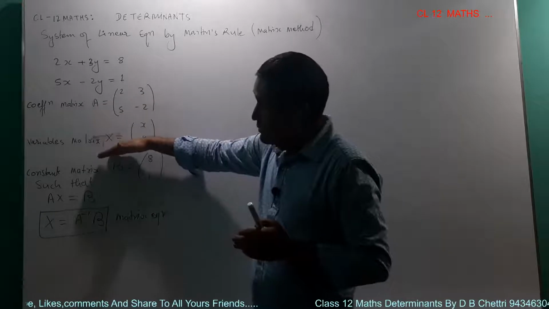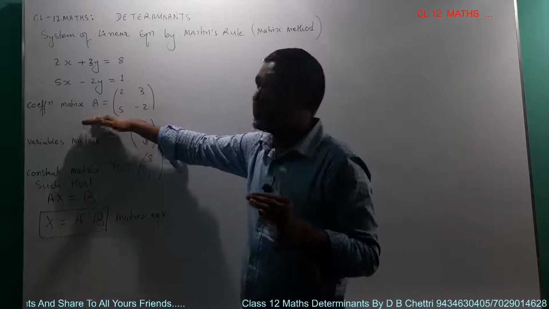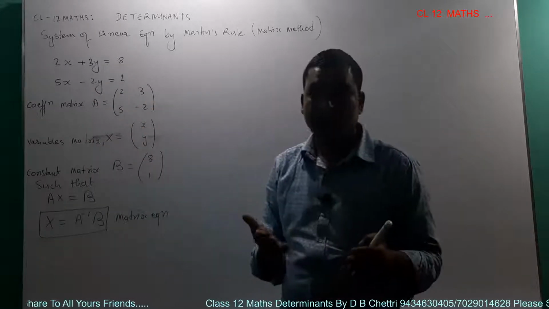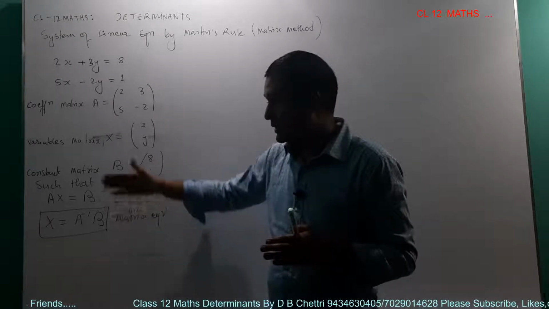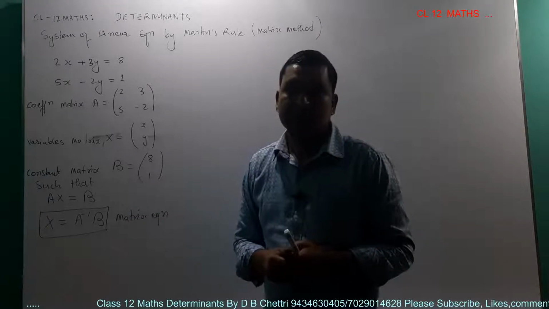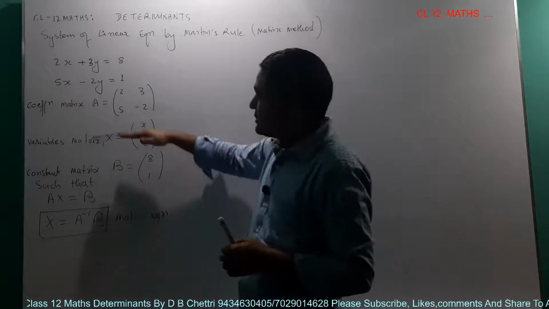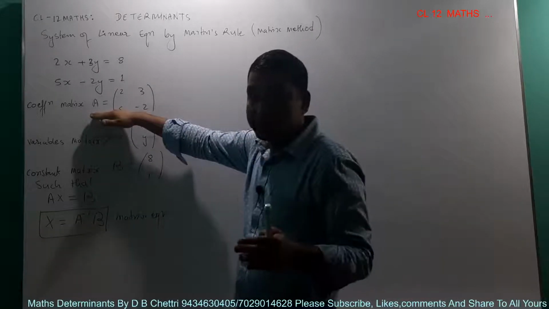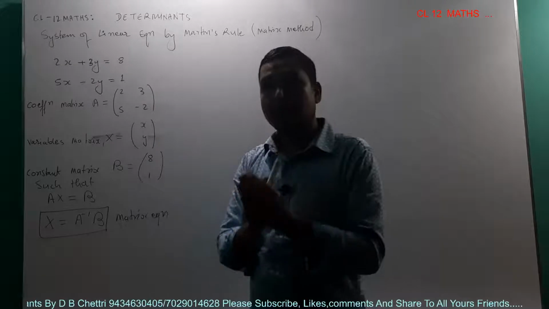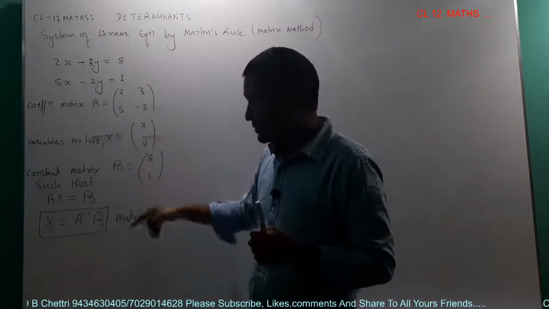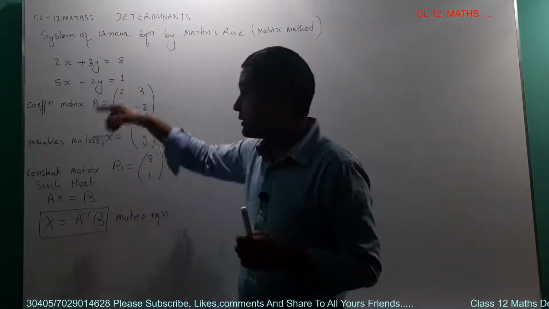After separating the matrices, first we have to find the determinant of the coefficient matrix. If the determinant is 0, that is a singular matrix, then there is no need to solve further. We don't get the values of x, y, z; it is inconsistent, no solution. If the determinant is other than 0, then we proceed to find A inverse, because we need A inverse to get the values of the variables.